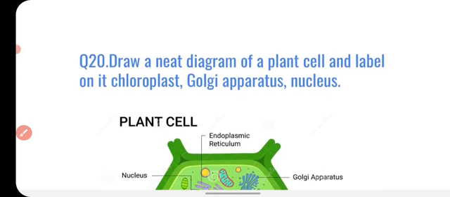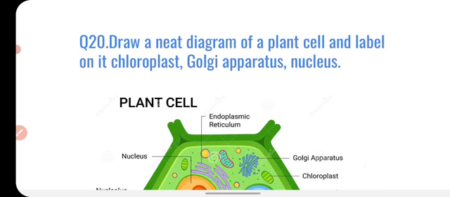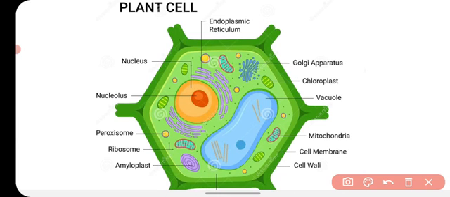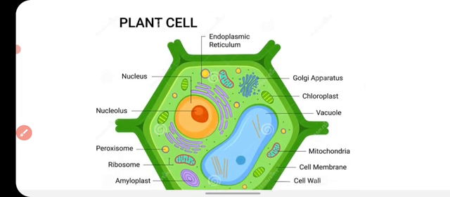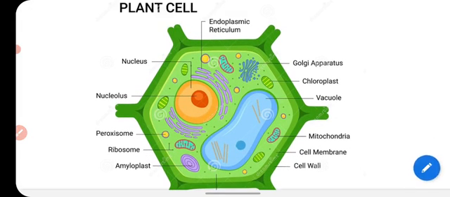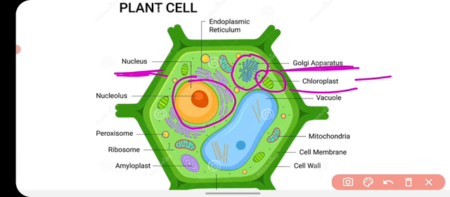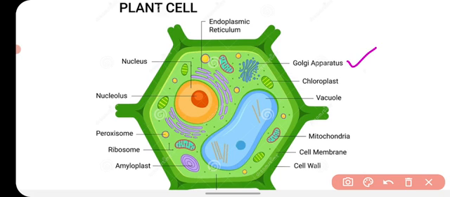Now the next question is, draw a neat diagram of a plant cell and label on it chloroplast, Golgi apparatus and nucleus. So this is the plant cell you have to draw, and you have to label the nucleus, chloroplast and Golgi apparatus. So you can see here, this is the chloroplast and this is the nucleus. And this is the Golgi apparatus. Chloroplast is the kitchen of the cell, it synthesizes glucose by the process of photosynthesis. Golgi apparatus transforms protein and helps in transportation, and they also produce lipid. And nucleus, you know that this is the control system of the cell. It regulates and manages all the activity of the cell.